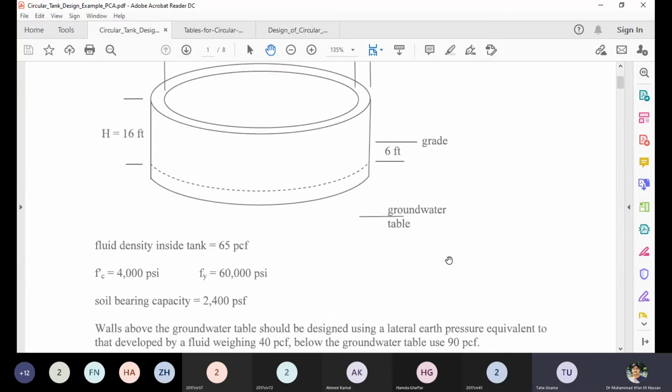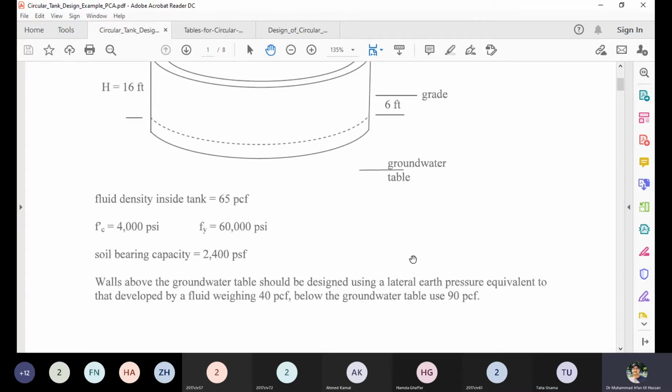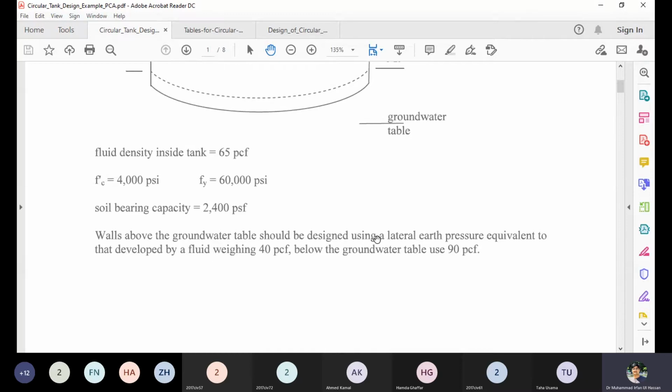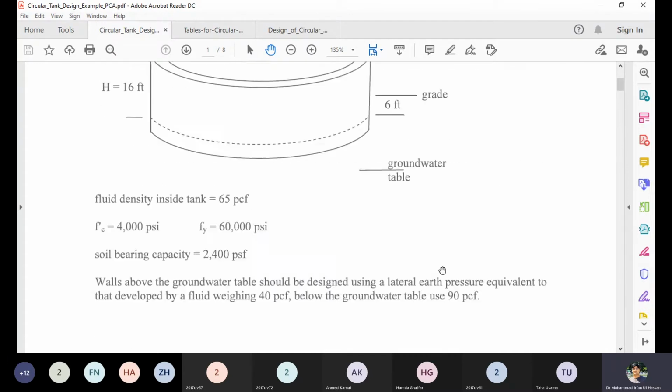Inner dia. Thickness is to be assumed initially, and the wall above the groundwater table should be designed using a lateral earth pressure equivalent to that developed by the fluid weighing 40 psf. The density of the saturated soil outside that pressure is given directly. The pressure is given as 40 pcf below the groundwater table, and below the groundwater table the density used is 90 pcf. Now you can start with this problem.